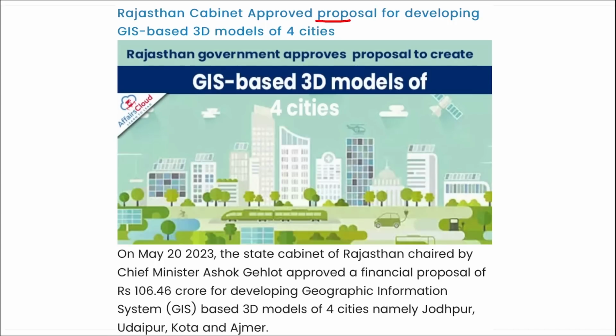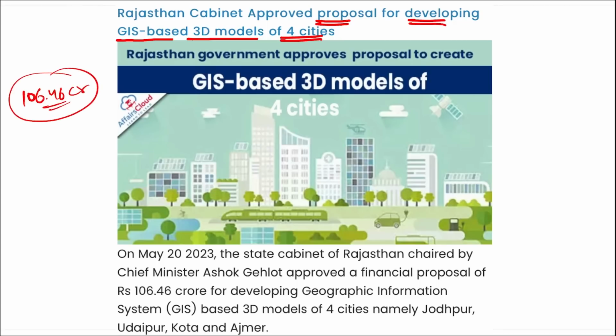Next, Rajasthan. Rajasthan Cabinet approved a proposal for developing GIS based 3D models of 4 cities. I repeat, recently Rajasthan's cabinet chaired by Chief Minister Ashok Gehlot approved a financial proposal of 106.46 crore rupees for developing a GIS based model, that is Geographic Information System based 3D model, of 4 cities, that are Jodhpur, Udaipur, Kota and Ajmer. The state will develop these GIS 3D models for better planning, better management and urban development of these 4 cities.